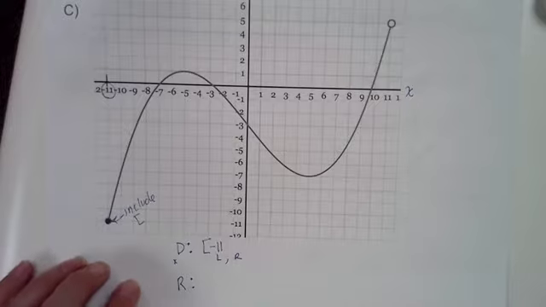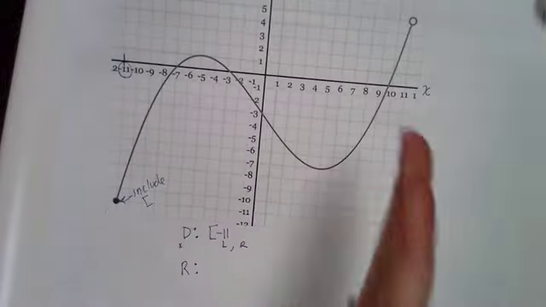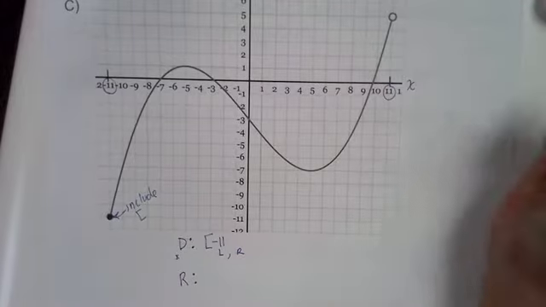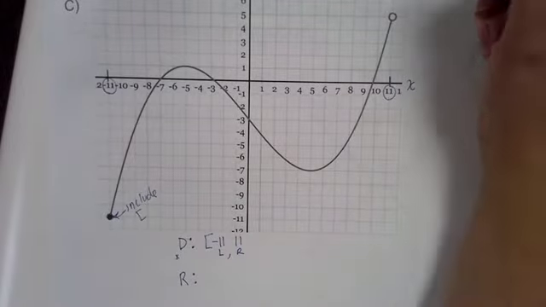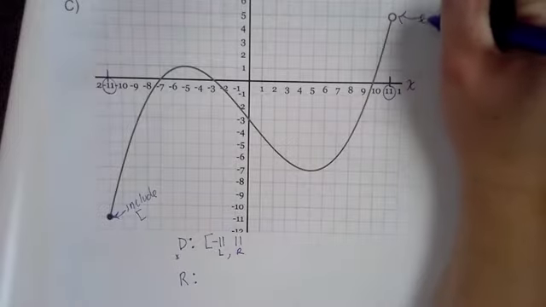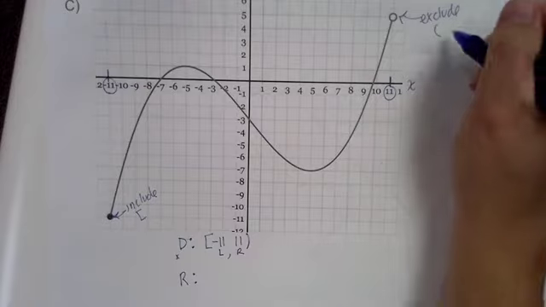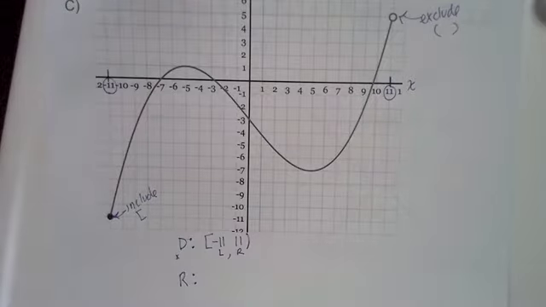All right. And how far to the right does our graph go? Positive 11 right over here. So should we include or exclude 11? Exclude, which means parenthesis. Of course, the other way. All right. Very good.